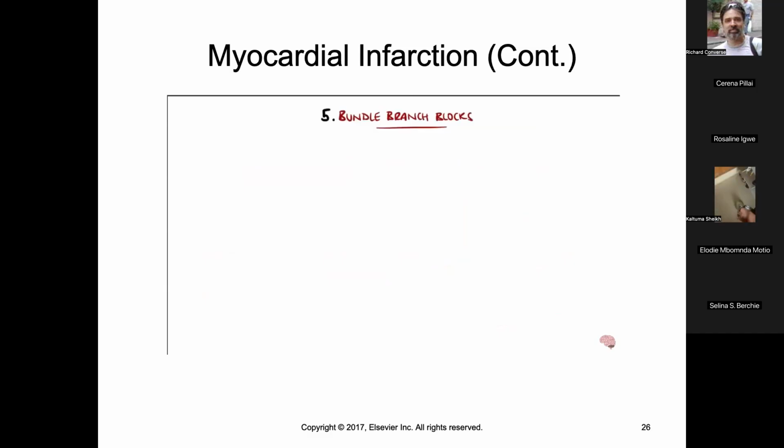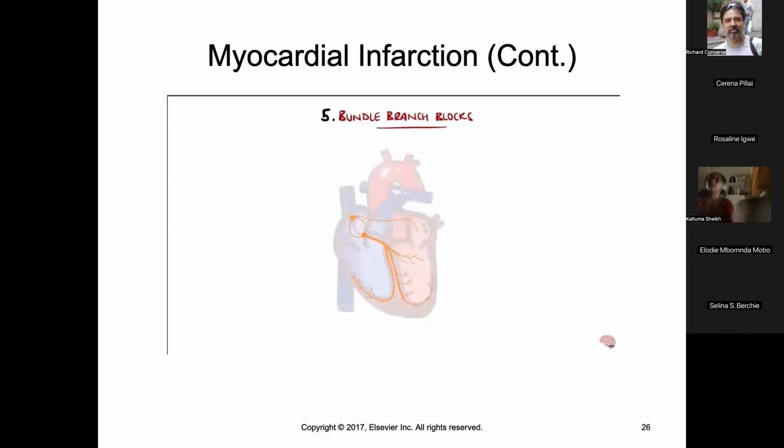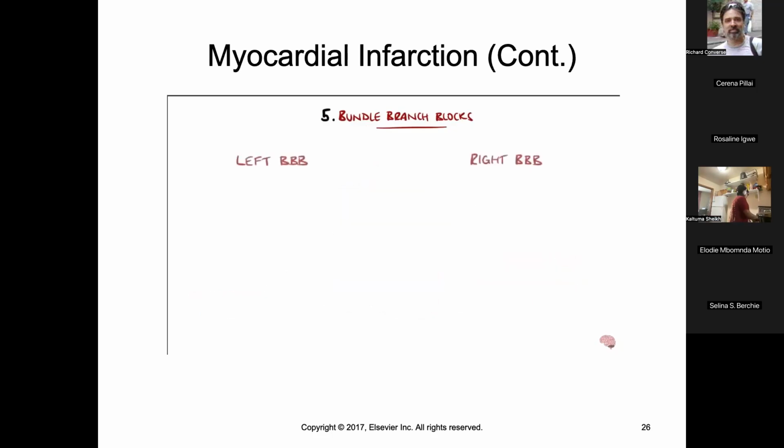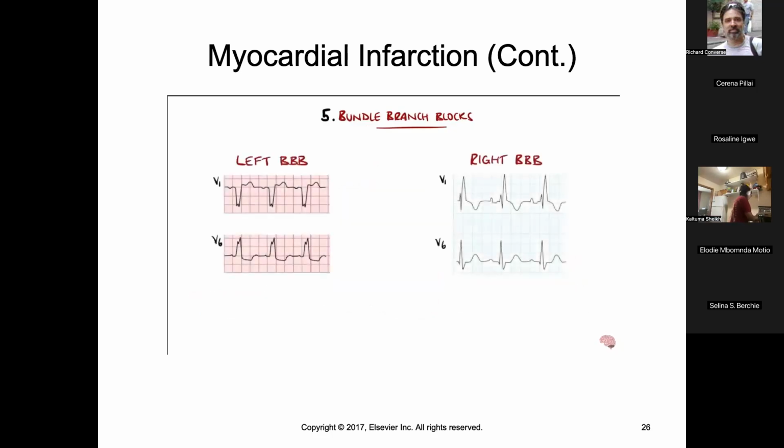Bundle branch blocks are another feature that are fairly common. In general, these are described as left or right bundle branch blocks. It's worth knowing as well that the left bundle branch splits again into the anterior and posterior branches. These patterns feature wide QRS complexes beyond 120 milliseconds.